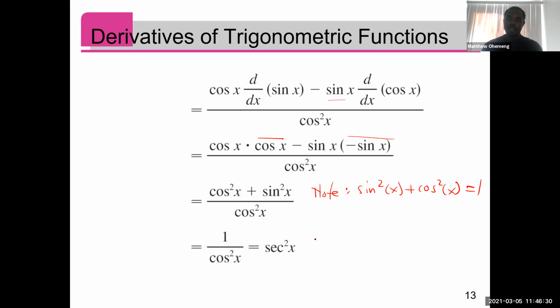And then for this piece, note that if you have 1 over cosine of x, then that's just the secant of x. So 1 over cosine squared of x is the same as 1 over cosine of x all squared. And this 1 over cosine is secant. So that gives us secant squared of x, like you see here.